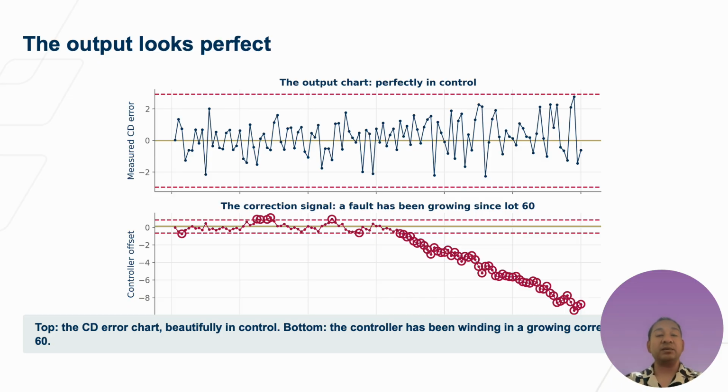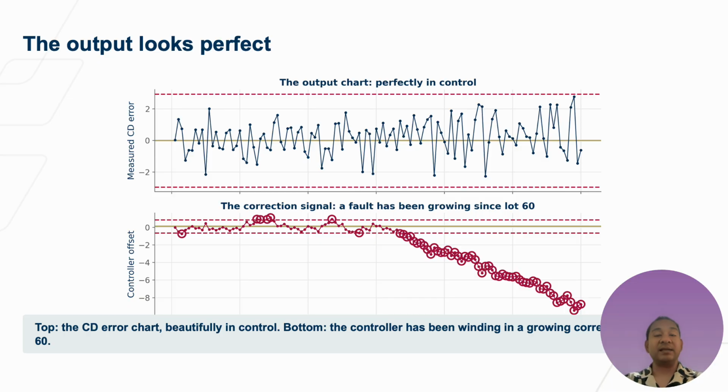Bottom chart, the controller's offset. It has been winding in a steadily growing correction since lot 60. So what is happening physically? Something on that tool has been degrading since lot 60. The controller noticed, that is its job, and it has been compensating lot by lot, so the output never moved.